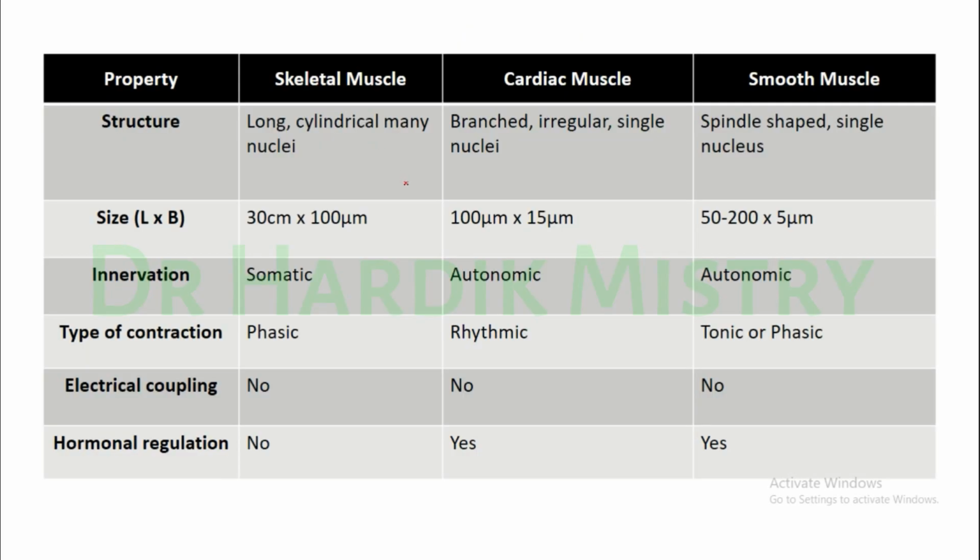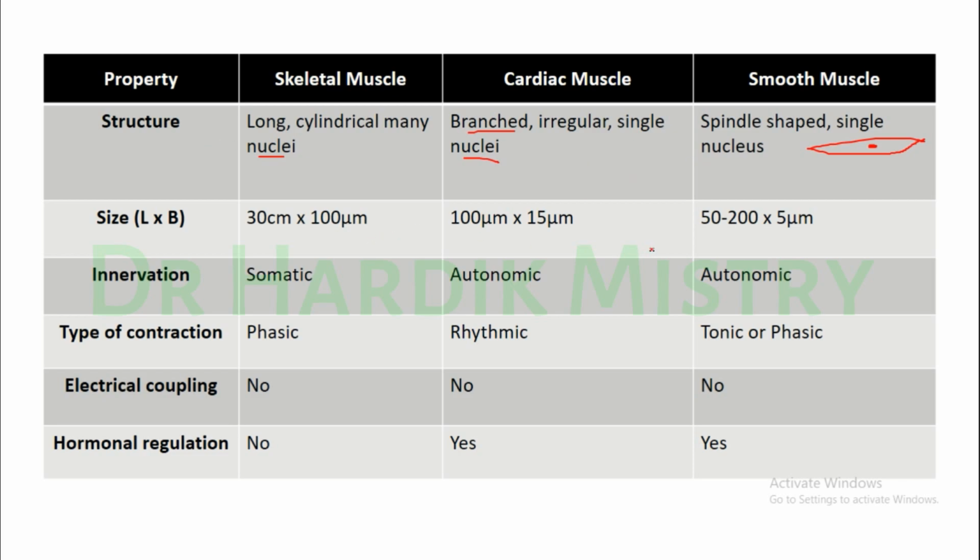Now, what is the main difference between skeletal muscle, cardiac muscle and smooth muscle? This table shows the specific structures present in each. Skeletal muscles are long and cylindrical with many nuclei, whereas cardiac muscle is branched and irregular with a single nucleus, and smooth muscle is spindle shaped with only a single nucleus. So this is the structural difference between skeletal, cardiac and smooth muscle.